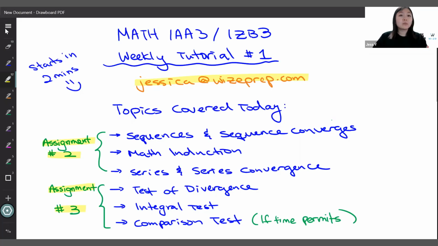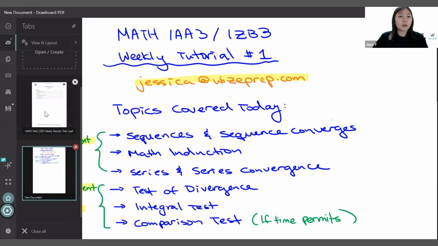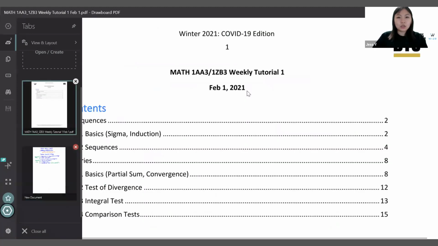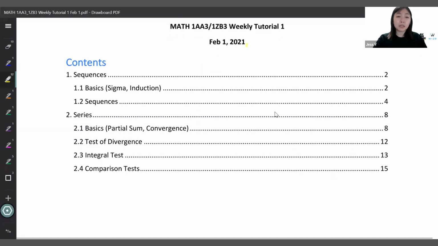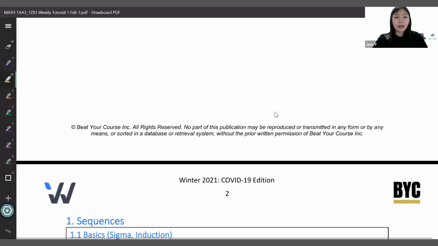If you have any questions, please use the Q&A that's at the bottom of Zoom there. Just click on Q&A, pop the questions in there, and I will answer them. But let's get started. You should have access to this booklet. We are going to start with sequences, which pretty much makes up the bulk of your assignment two. And then we're going to dive into series. There's a couple questions on assignment two related to series, but the majority of the questions will show up on assignment three. Okay, let's get started.